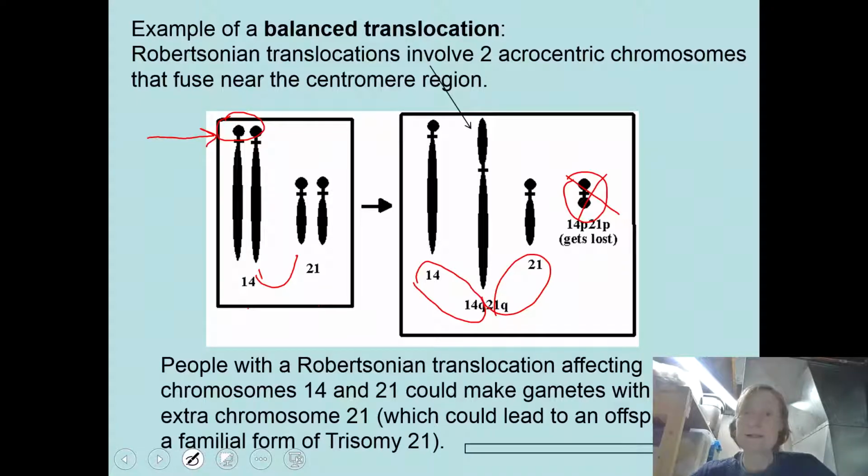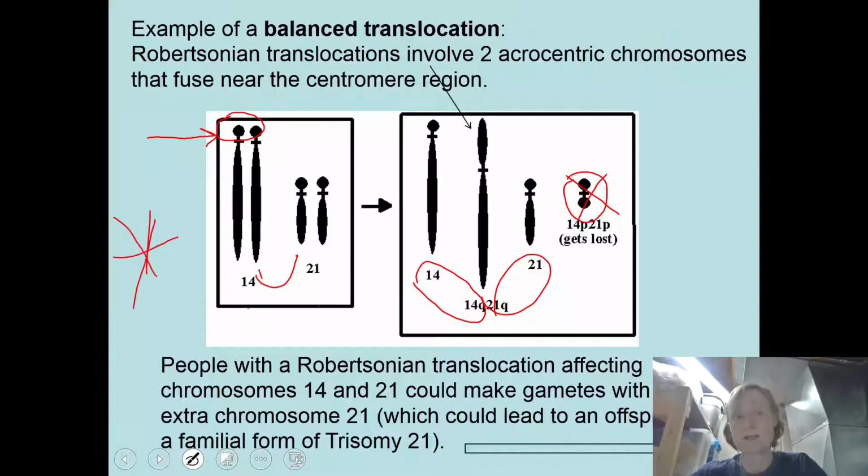Some people don't even notice it. Now, if you happen to have this particular balanced translocation, you are at higher risk of having a child with Down syndrome. A child with Down syndrome gets an extra copy of chromosome 21. This is an unusual situation of familial Down syndrome, or Down syndrome that is inherited. In most cases, Down syndrome is not a familial disorder. It's a result of non-disjunction that happens at random in an egg or a sperm. But this is kind of an unusual situation.